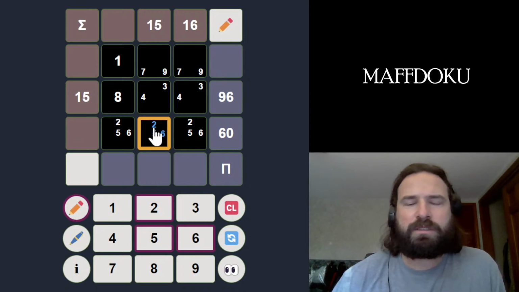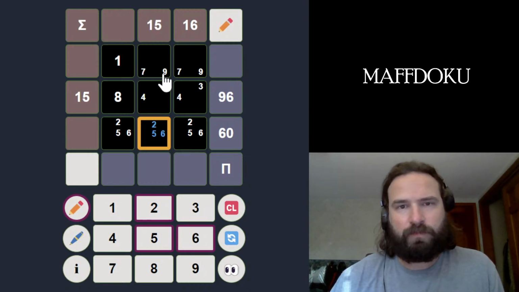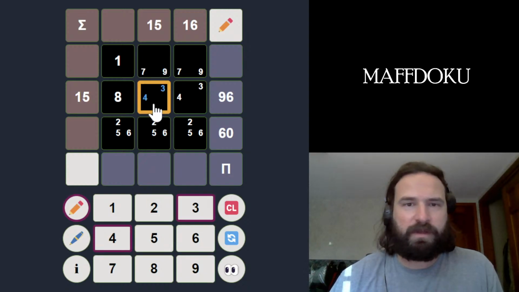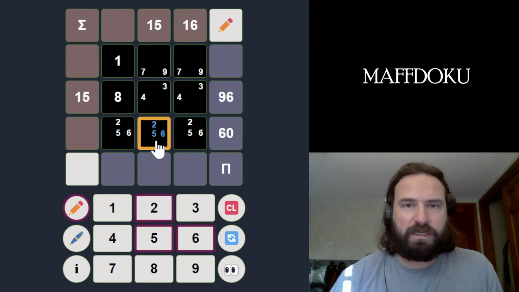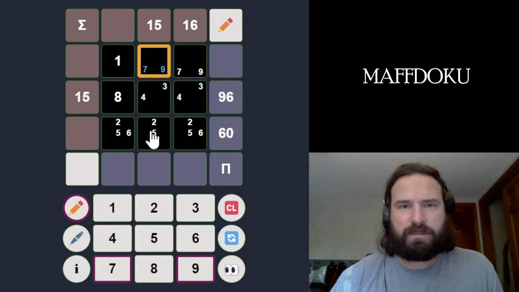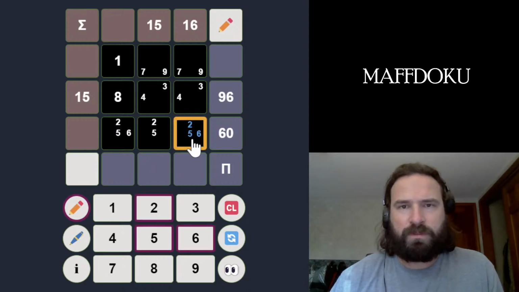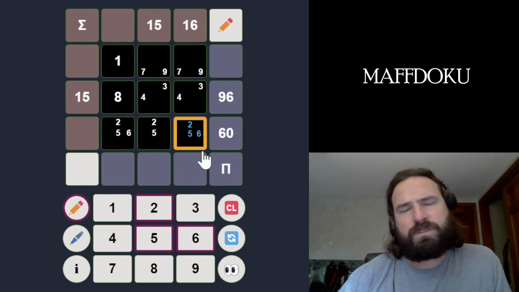No, it can't. This can't be a 6 because 6 plus 7 or 9. So if I minimize the other two, 6 plus 7 is 13, and then plus 3 is 16. So those are the smallest numbers I can put in these. So this can't be a 6. This could be a 5. It could be 5, 3, 7 if we minimize these, so that's a possibility. Could this one be a 6? I think it could. If we minimize them, 7, 3, 6 is 16. So this one could be a 6.